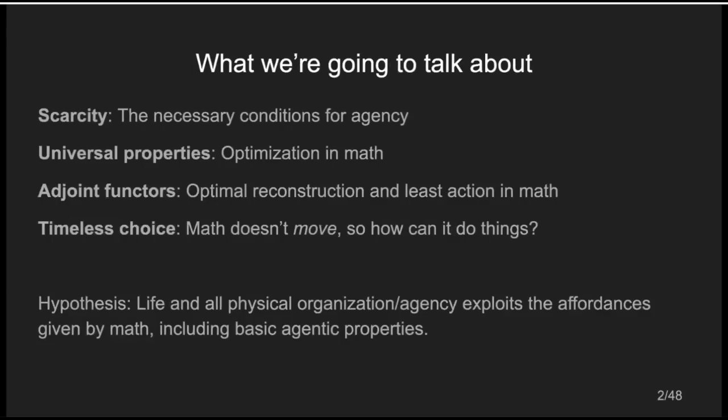So here's what we're going to talk about. We're going to talk about four concepts in this talk. The first is scarcity. This is a concept from economics that I'm going to argue is the necessary conditions for agency. And I'm going to show you that mathematics has scarcity, and so it meets the necessary conditions for agency, so it's plausible that it is in fact agentic. Then we're going to talk about two agentic things in math, which are universal properties and adjoint functors. Universal properties relate to optimization, which is obviously important for agents, and adjoint functors relate to optimal reconstruction and least action, which are also very agentic things.